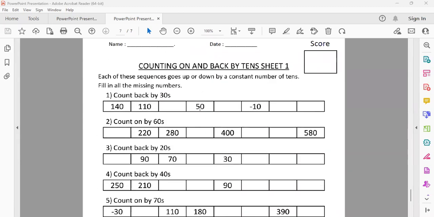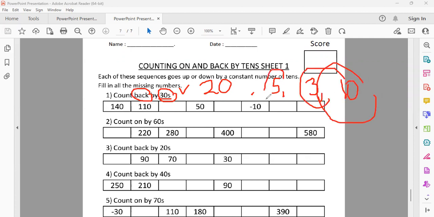The last part of our module is not all questions you need to do. It's just counting back and counting on. So what do you mean by counting back? It means you go back by a certain number, for example, 30s. This number can change. They can say go back by 20s, 5s, 3s, 10s. Whatever they ask you to go back with, the pattern, you just have to follow it.